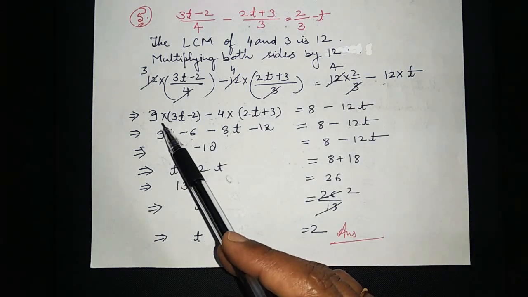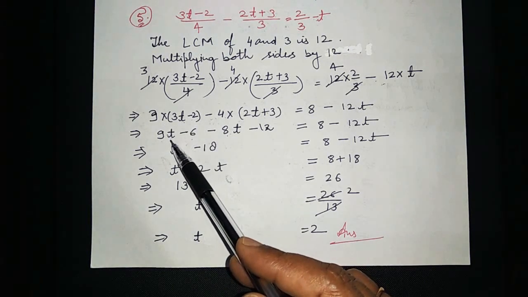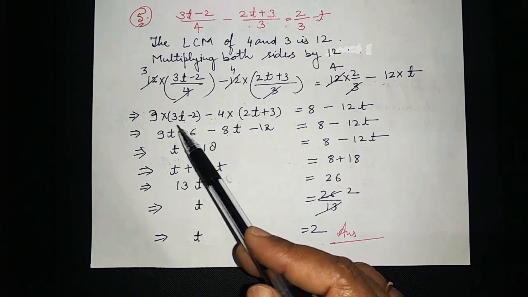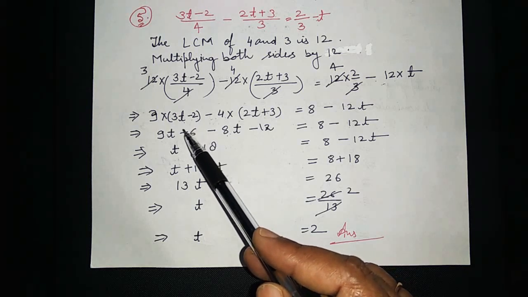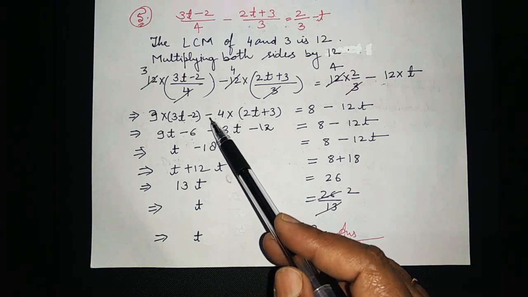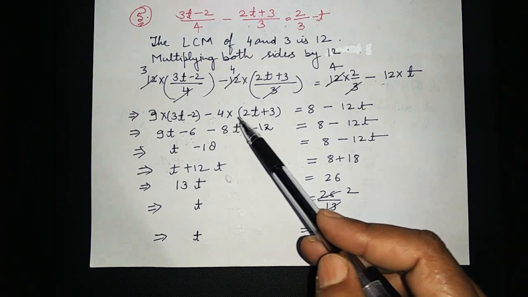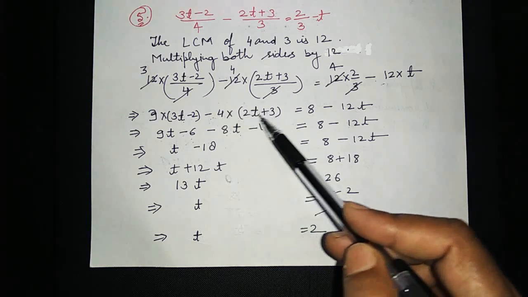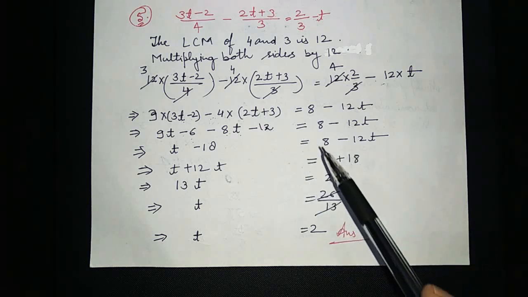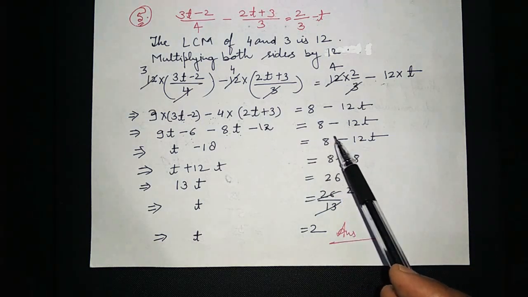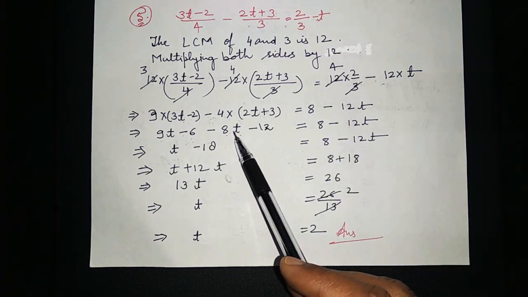Now in the next step we will multiply and simplify the equation. 3 into 3t, 9t we will write for this, and minus 3 we will multiply with this 2, then minus 6 will come because the minus sign is there, and then minus 4 into 2t, minus 8t will come, then minus 4 into 3, minus plus, when we multiply we get minus sign, and 4 3s are 12. And on the right hand side we will write 8 minus 12t, and in the next step 9t minus 8t.